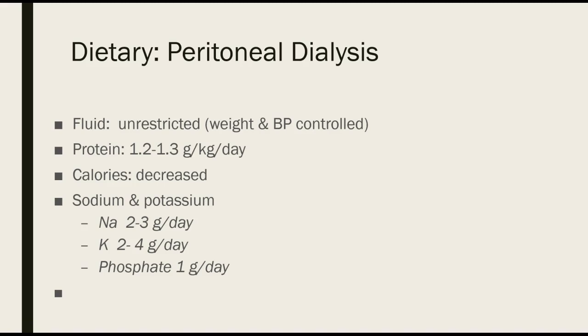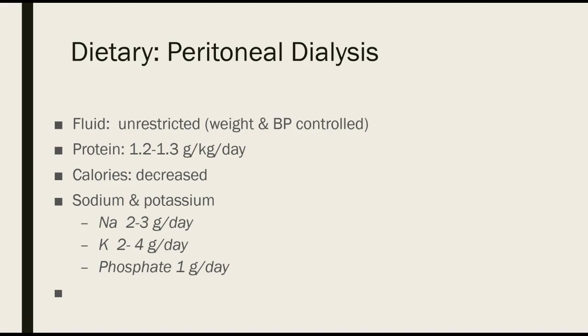There are some different standards. For instance, for peritoneal dialysis, the fluid is basically unrestricted. That is because people receiving peritoneal dialysis are controlled with their weight and their blood pressure being controlled, so the fluid doesn't have to be as restricted.